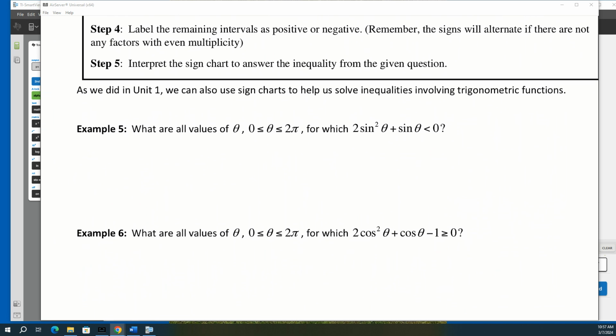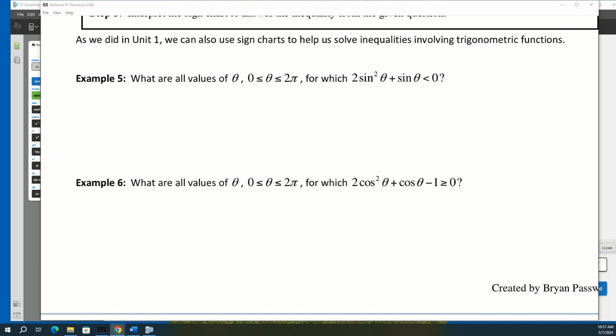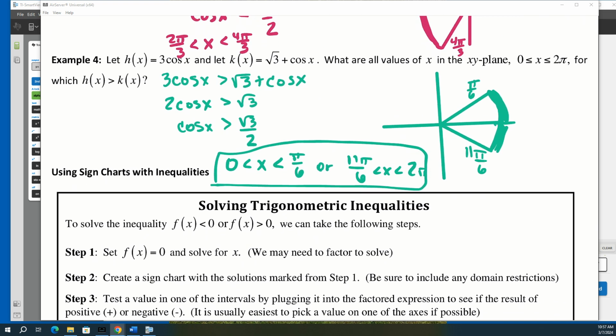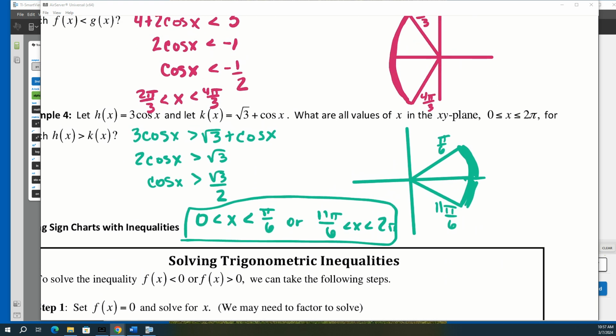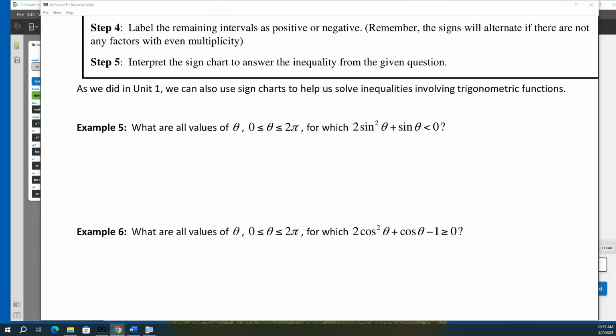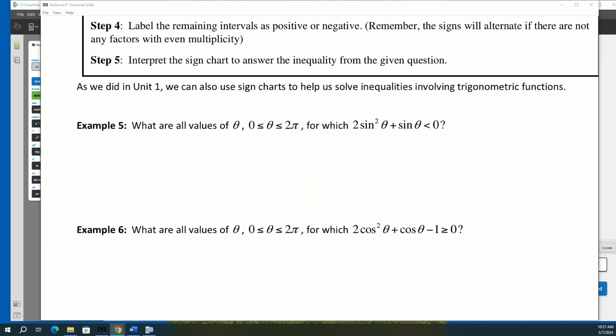All right, so on these, I'm going to talk about the steps as we do the steps. Whenever it's one where you have a sine squared and a sine, or a cosine squared and a cosine, we're not going to be able to just do the highlighted unit circle. We're going to have to do the number line. And so what we want to do first is find when the function equals 0. So we would take 2 sine squared of theta plus sine of theta and set it equal to 0.